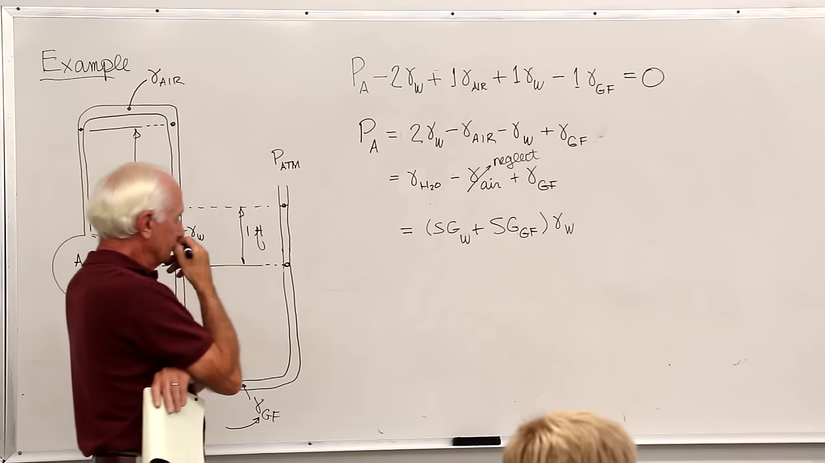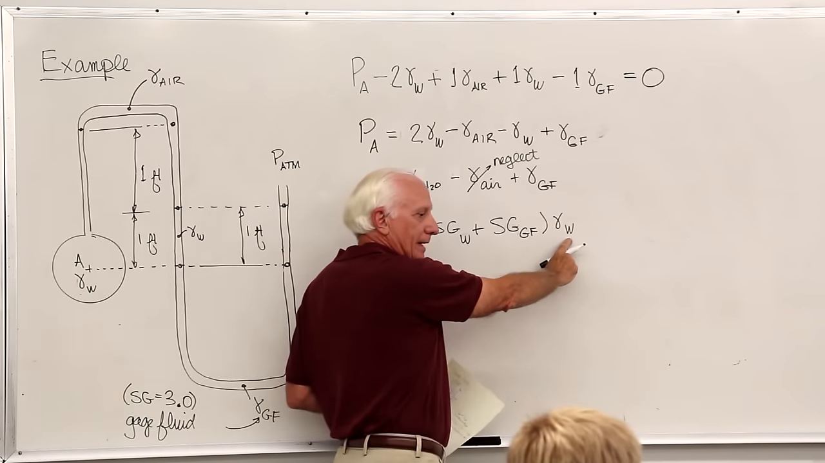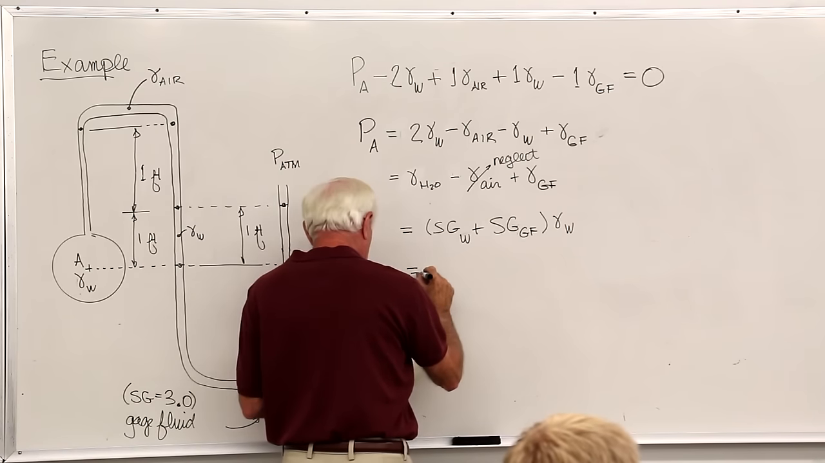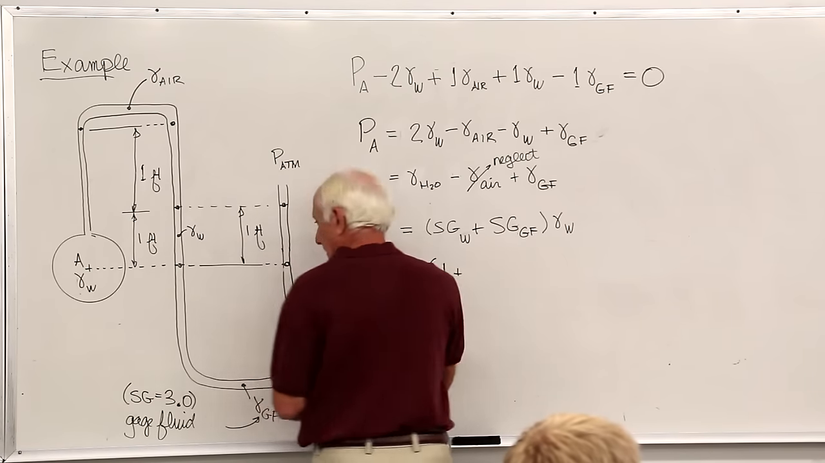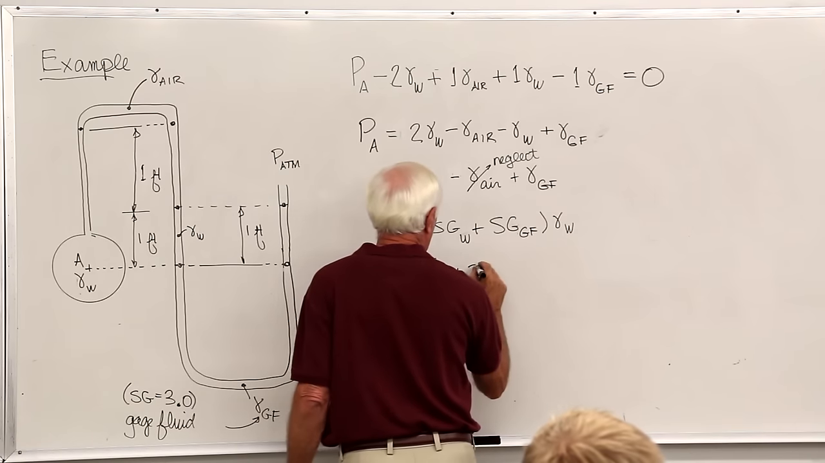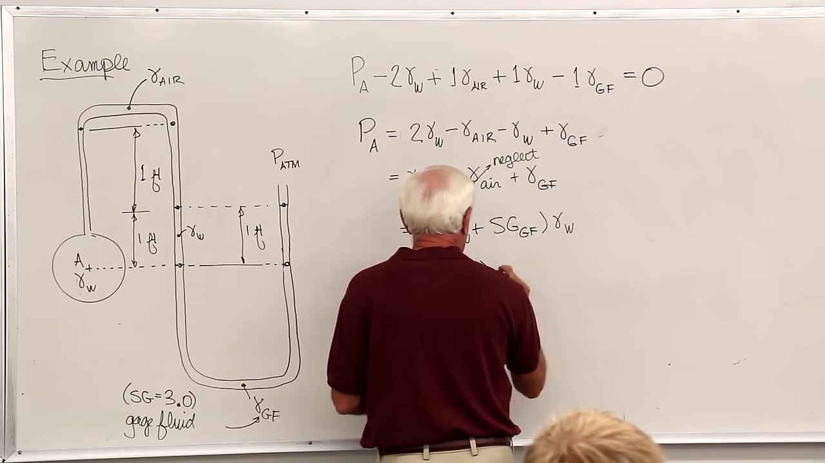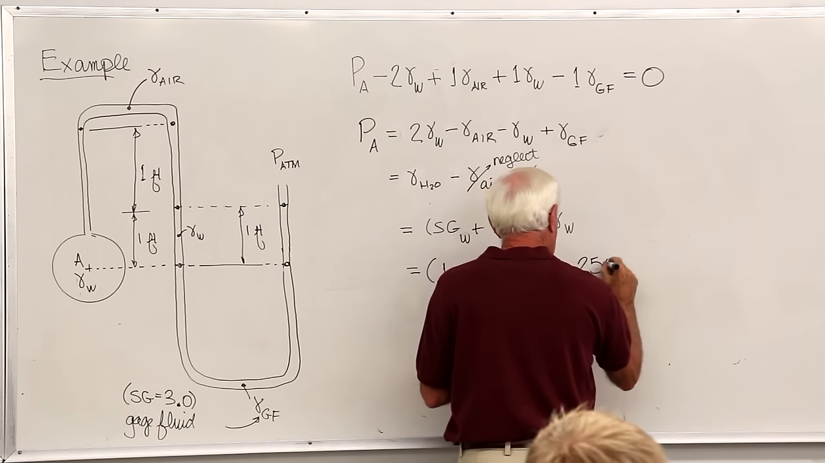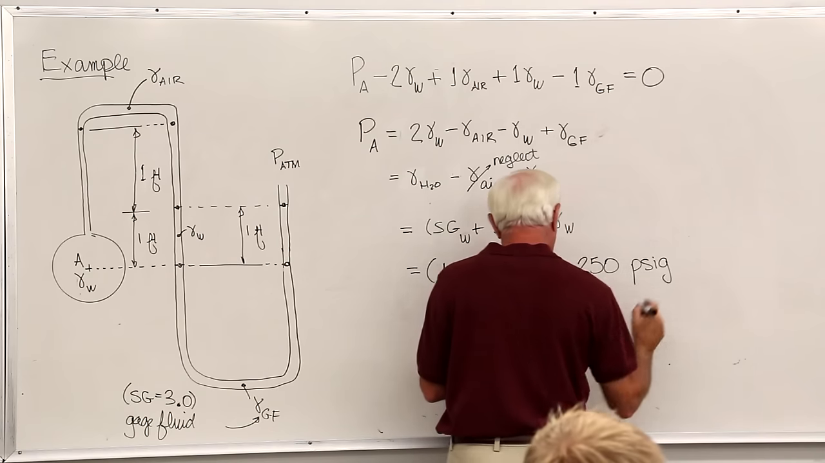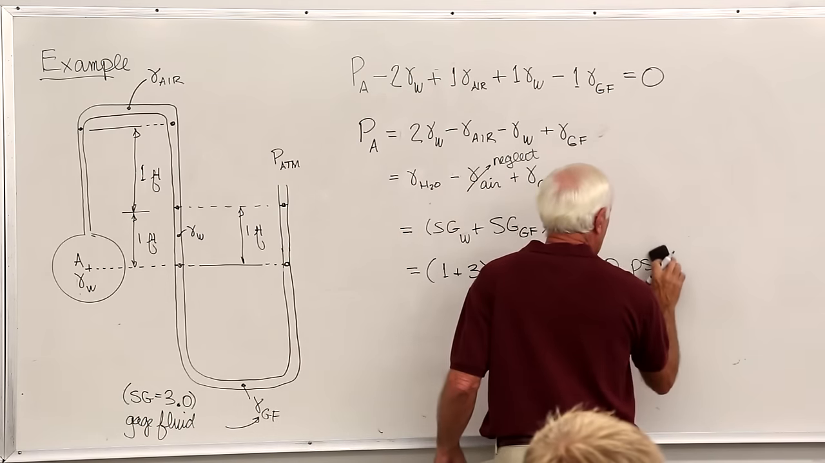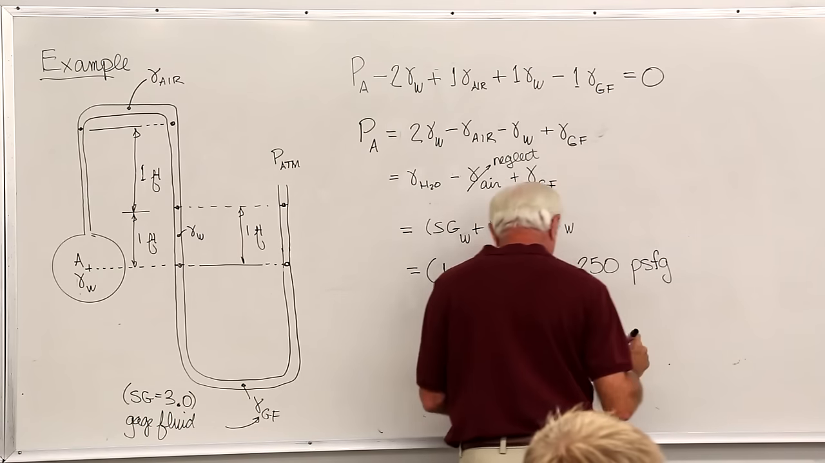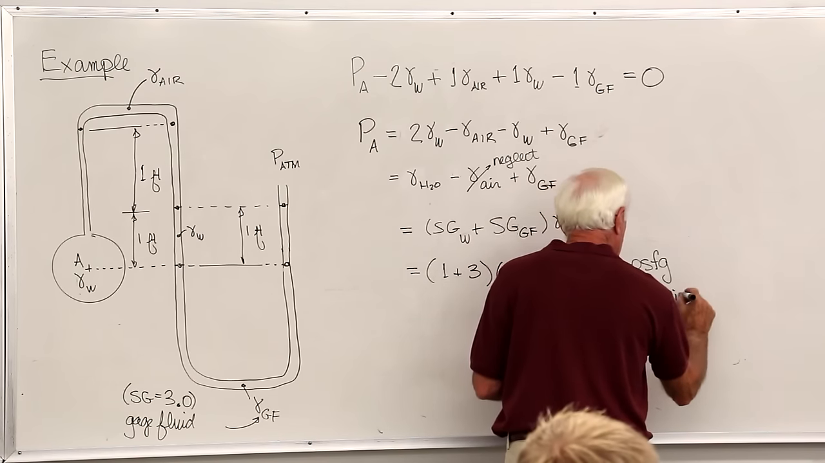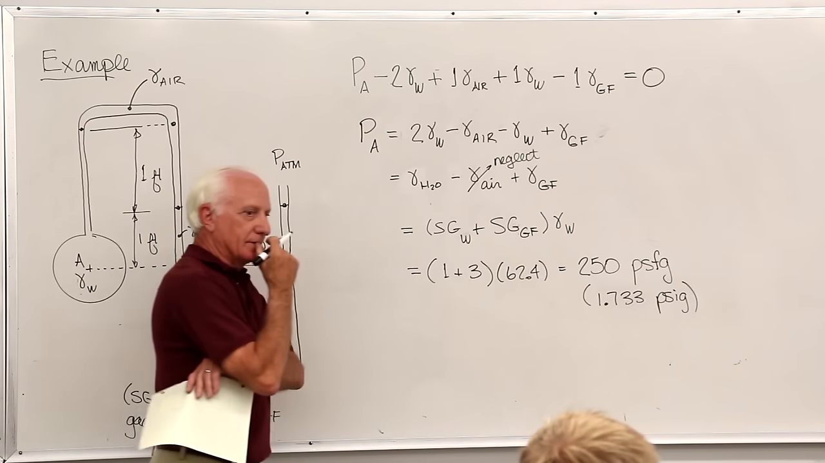Okay. Gamma of water at 4 degrees C, you know. Okay. Specific gravity of our water is 1. Specific gravity of the gauge fluid given 3. Times gamma of water 62.4. Is 250 PSFG, pardon me, PSF. Everything's in feet. Equivalent to 1.733 PSIG.